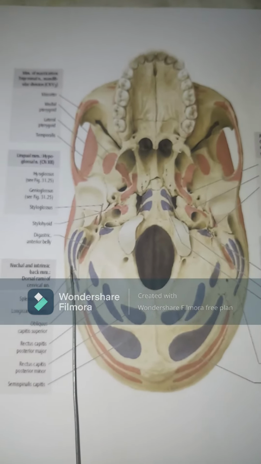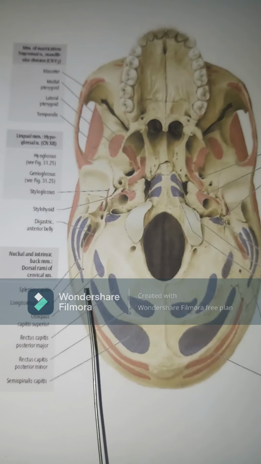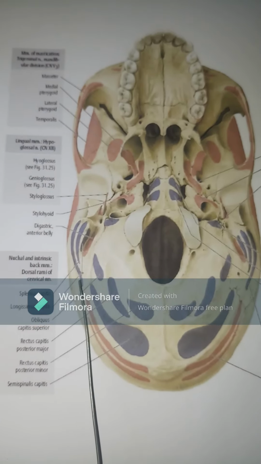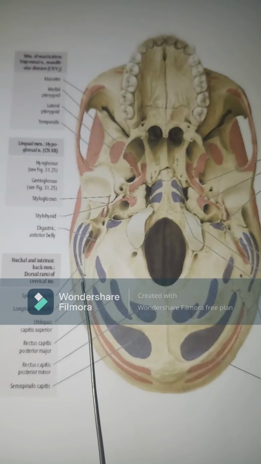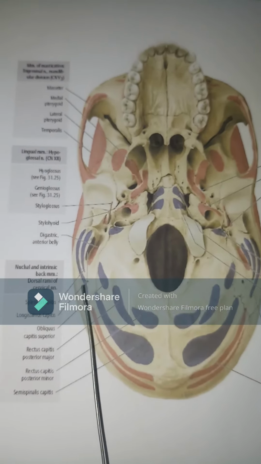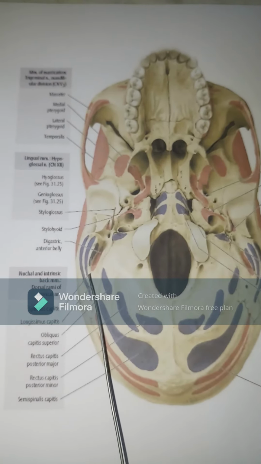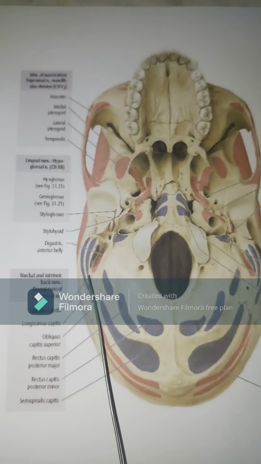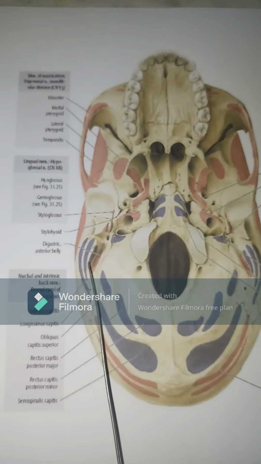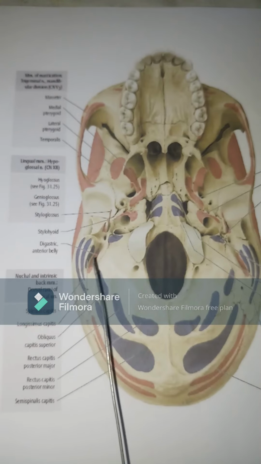Now I had already mentioned that on the lateral side of the mastoid process there is attachment of muscles. The first one is sternocleidomastoid. Its name suggests it has its origin from the sternum and clavicle, and it inserts on the mastoid. The second muscle is splenius capitis, and the third is the posterior belly of the digastric muscle. These three muscles are attached here.